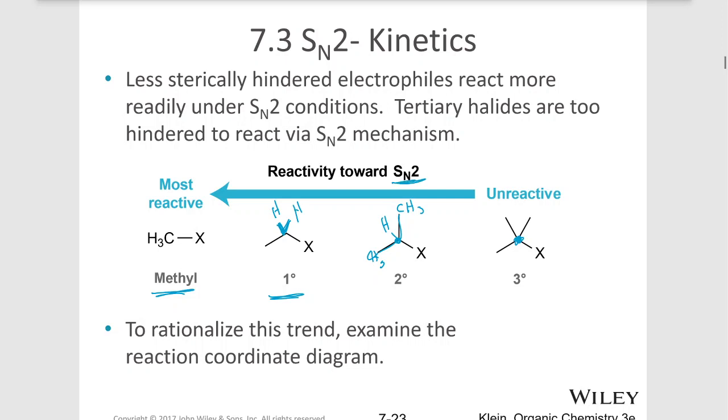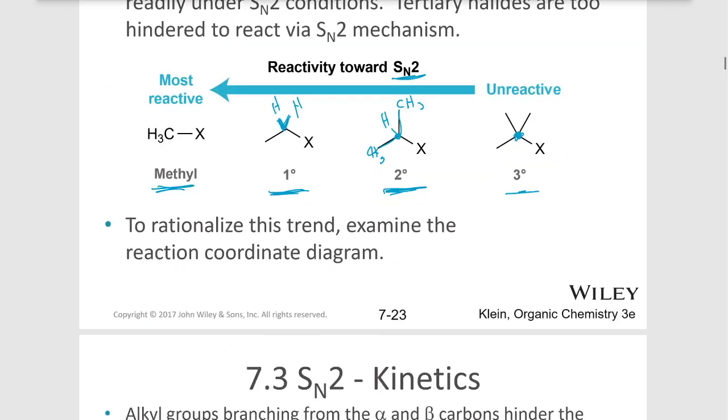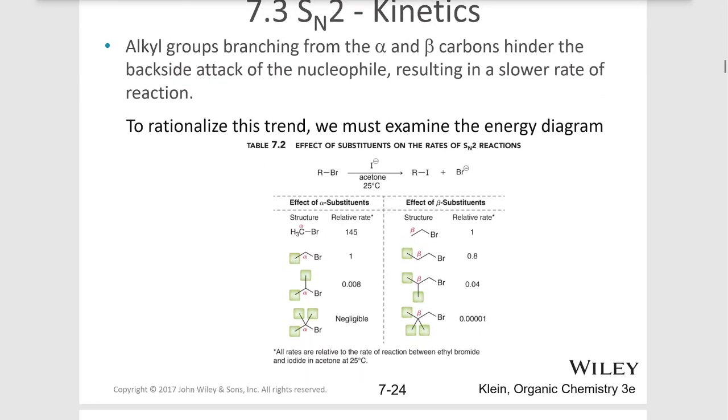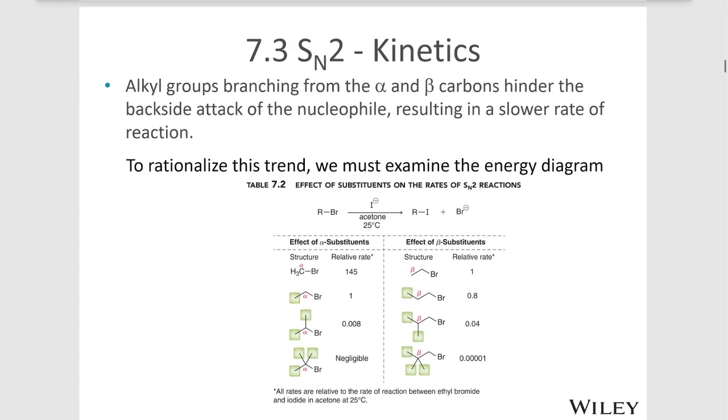Now, we'll see that we can get some reaction with the SN1 mechanism for tertiary alkyl halides, but for SN2, for this reaction mechanism, it's unreactive. The most reactive is methyl, second is primary, secondary is kind of iffy, we'll get a small reaction there, and then tertiary is unreactive. Why is this? It's because we have more steric hindrance.